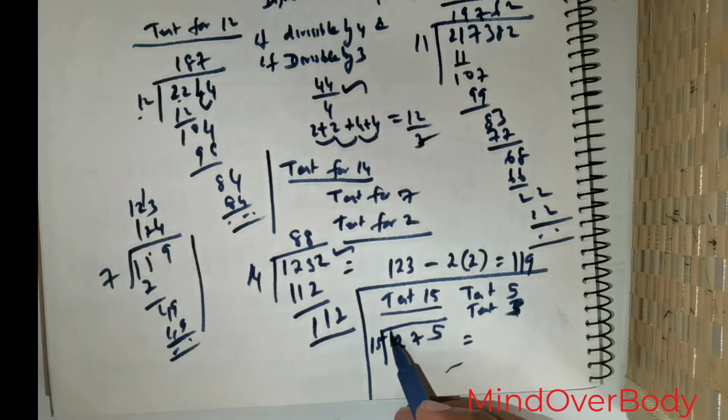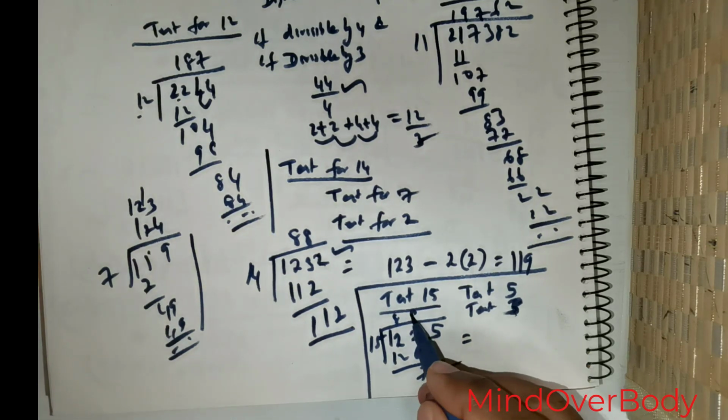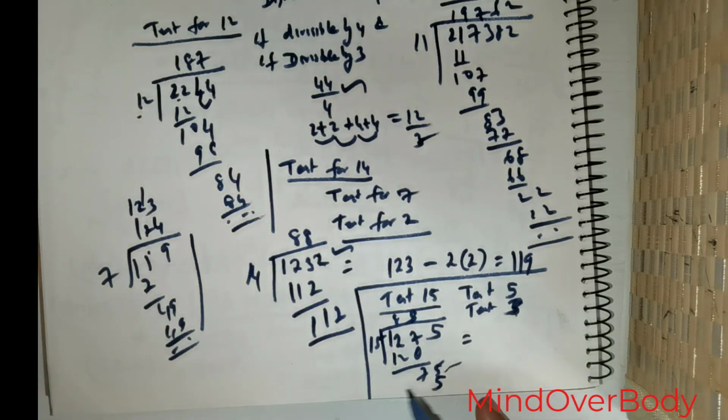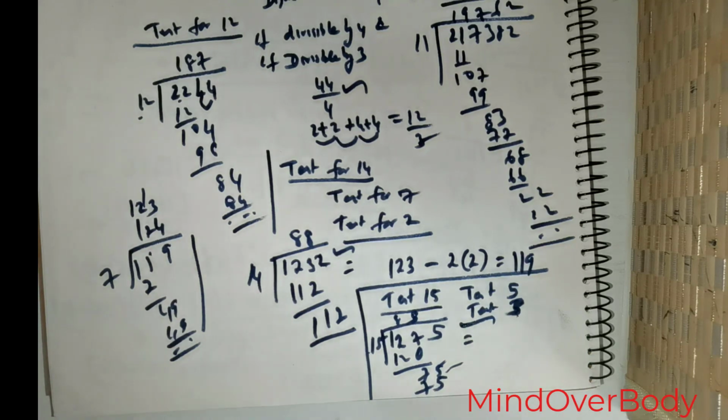So 15 times 8 is 120, 8 ones are 8, 9, 10, 11, 12, and you get 75. And 75, how many times? 5 times, right? 5 5s are 25, 5 1s are 5, 75. So clearly 15 divides 1275, 85 times. So that is the test for 15. So we have completed up until 15.